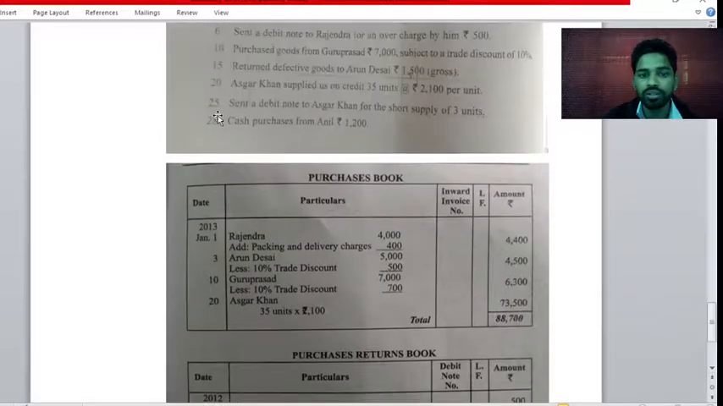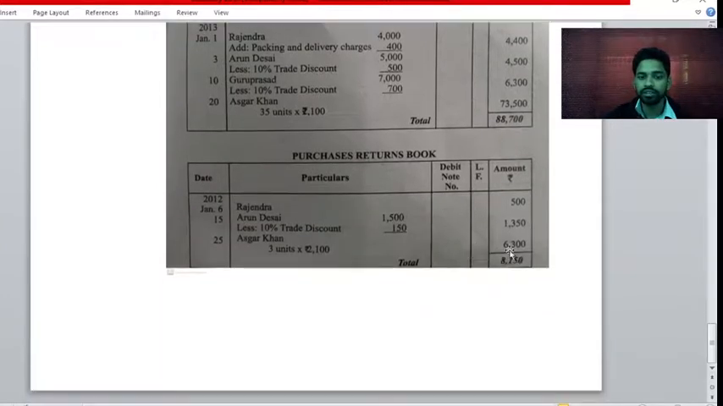Okay, so now the next transaction is cash purchased from Anil rupees 1,200. So this is a cash purchase. This cash purchase is not maintained in the purchase book as well as in the purchase return book, so leave it. Now in the purchase book, make the total of the amount column, it's 88,700. Okay, just finished. Next, purchase return book, make the total of the amount column, it's 8,150.